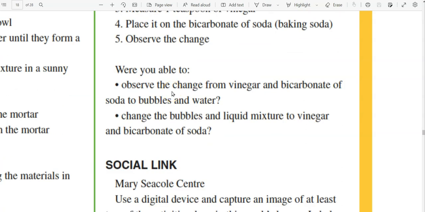Here are some questions. Were you able to observe the change from vinegar and baking soda to bubbles and water? And change the bubbles and liquid mixture to vinegar and baking soda? So can we do that in the other direction? Can we get those bubbles and the water that is formed there, can we get that back into the baking soda and the vinegar? You know.